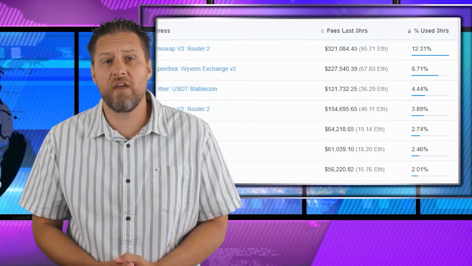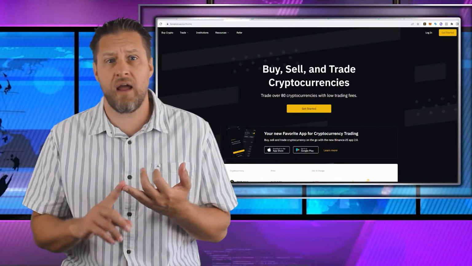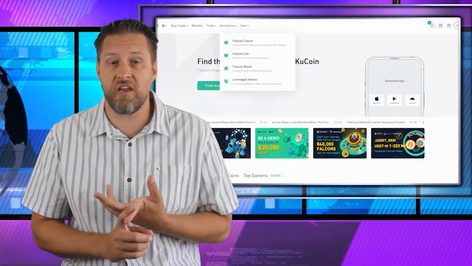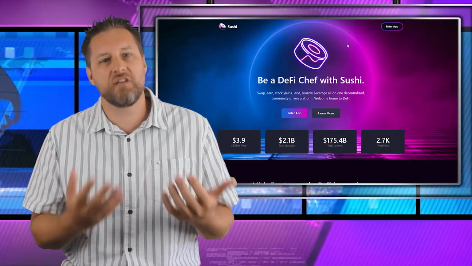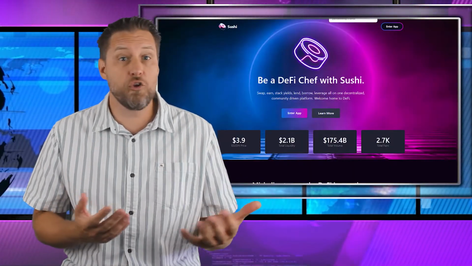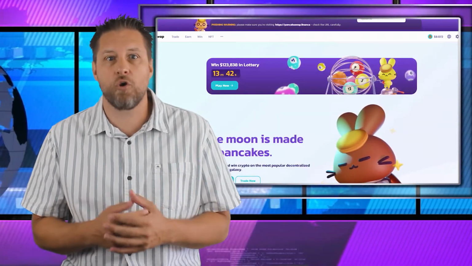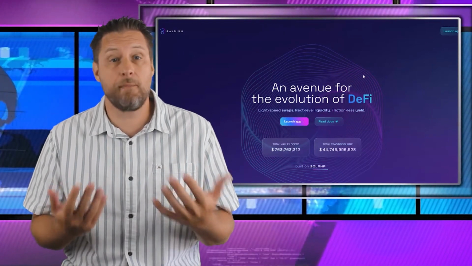The ERC20 version of Tether is fine for most centralized exchanges like Coinbase, Binance, or KuCoin, and it works with Ethereum's decentralized exchanges like Uniswap or SushiSwap. But it won't work with other decentralized exchanges, like if you want to use Binance Network's PancakeSwap or the Solana Network's Raydium. This ERC20 token simply isn't compatible.